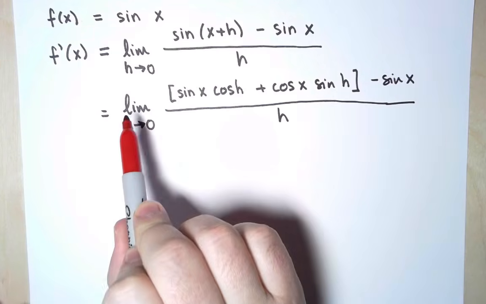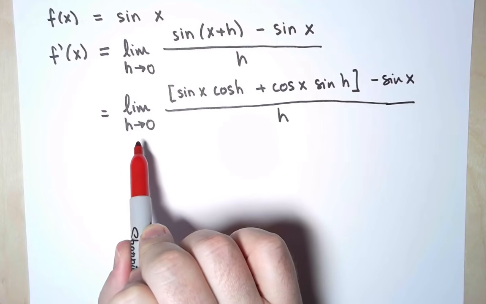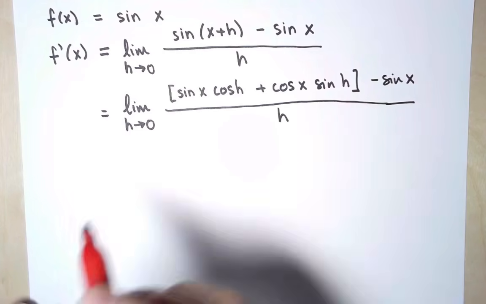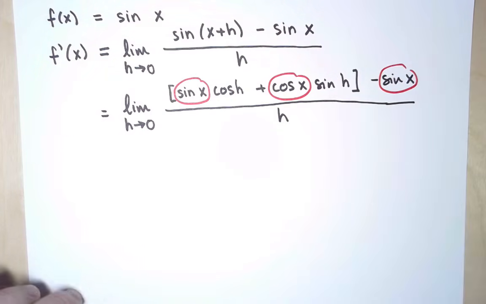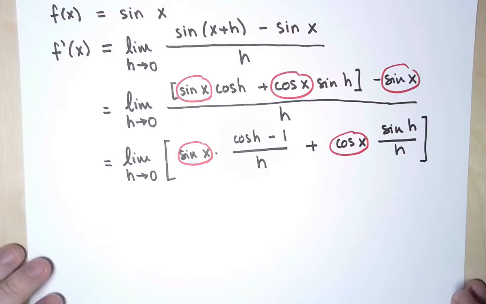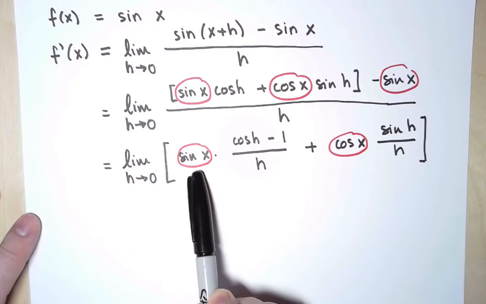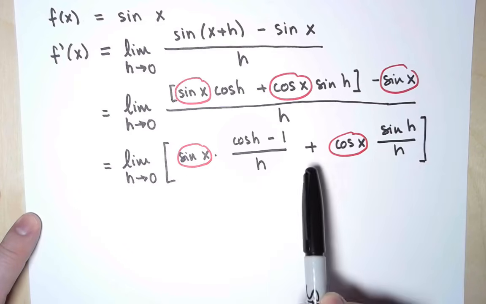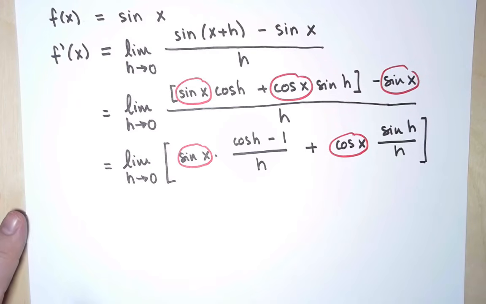Now, for the purpose of the limit, the variable is h. So x is kind of a constant for the purpose of the limit. And sine x and cos x can also be treated as constants for the purpose of the limit. They do not depend on h. I'm going to separate the pieces that depend on h from the pieces that do not depend on h. And now I am thinking of this expression as a number times a function of h plus a number times another function of h. So I can use the limit laws.